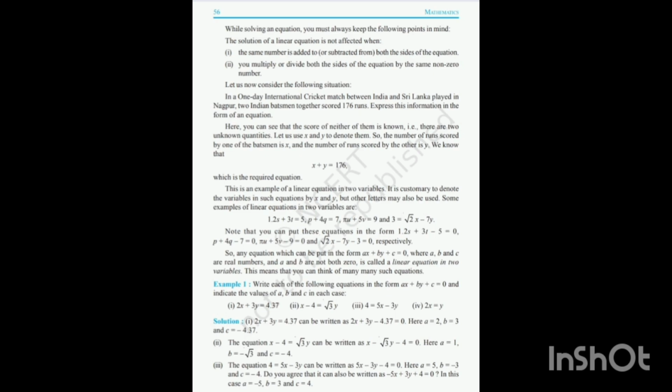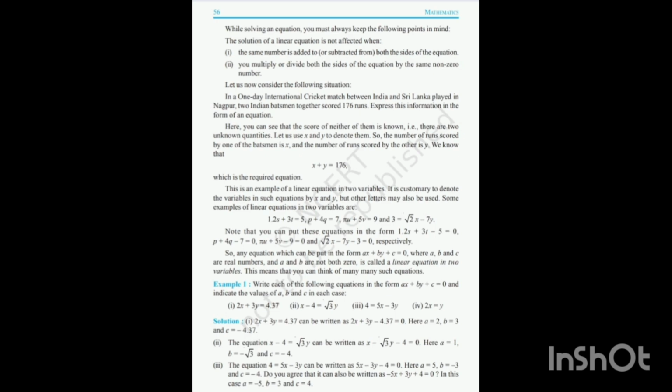First of all, I'm giving you an example. In a one day international cricket match, India and Sri Lanka played in Nagpur, where two Indian batsmen scored 176 runs. So how can we form a linear equation in two variables from this statement?